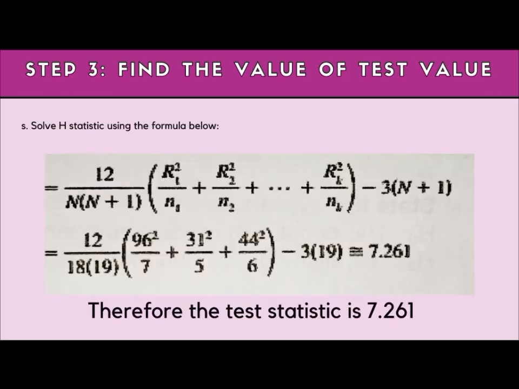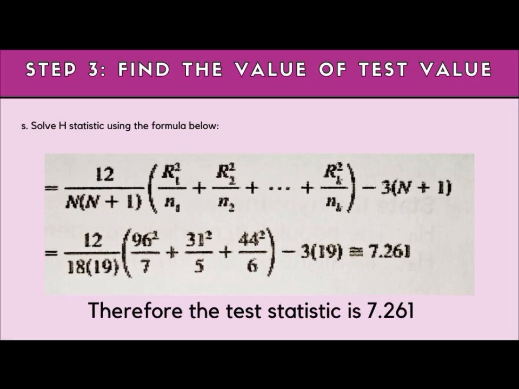Okay, so now we are already in step 3, which is to find the test value or our H statistic. So the formula for getting the H statistic is equal to 12 over n times the quantity of n plus 1, times the quantity of R sub 1 squared over n sub 1 plus R sub 2 squared over n sub 2 plus R sub k squared over n sub k, minus 3 times the quantity of n plus 1. Okay, so now it's time to substitute.